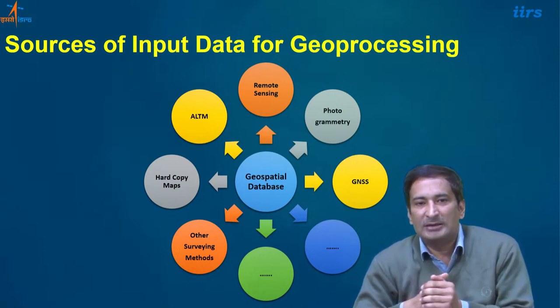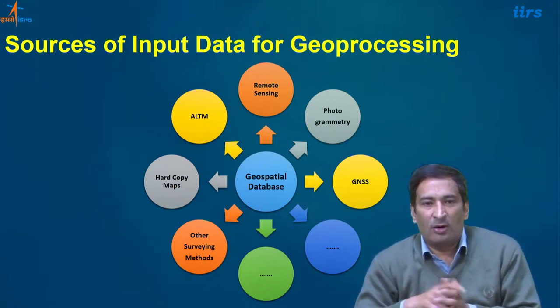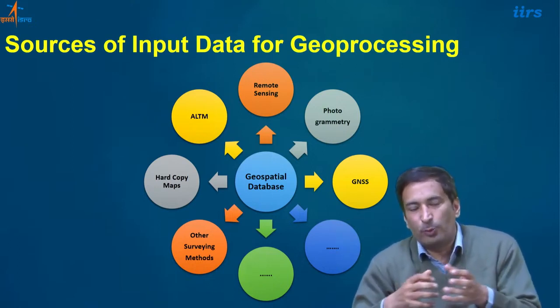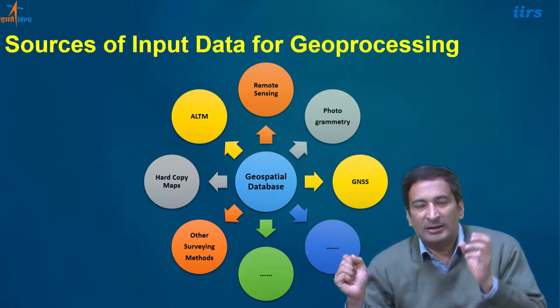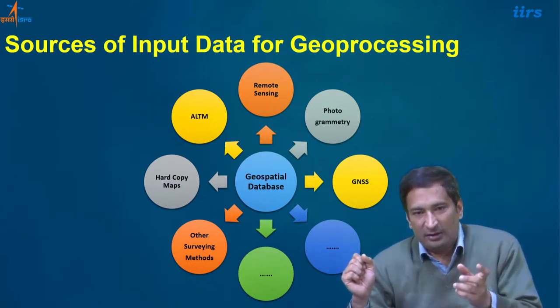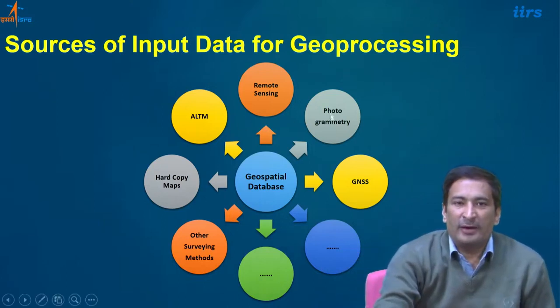One typical example is that I want to generate a height map or an elevation model, or I want to generate an orthophoto which is terrain corrected. So these two products, the digital elevation model, that is the height map basically, and the orthophoto, that is the terrain-corrected image, will come from photogrammetry.